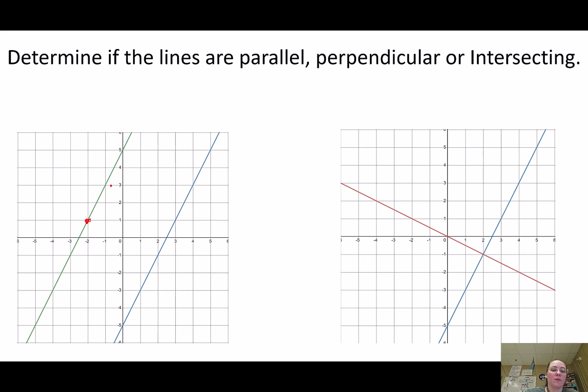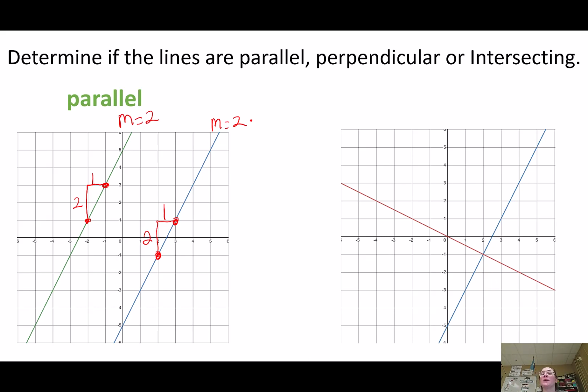So I'm going to pick 2 points and check my slope. So my rise is 2, my run is 1. So the green line has a slope of 2. Oops, let me rewrite that. And then we're going to check the blue line. Rise 2, run 1. So the blue line is also 2. So these lines are parallel.